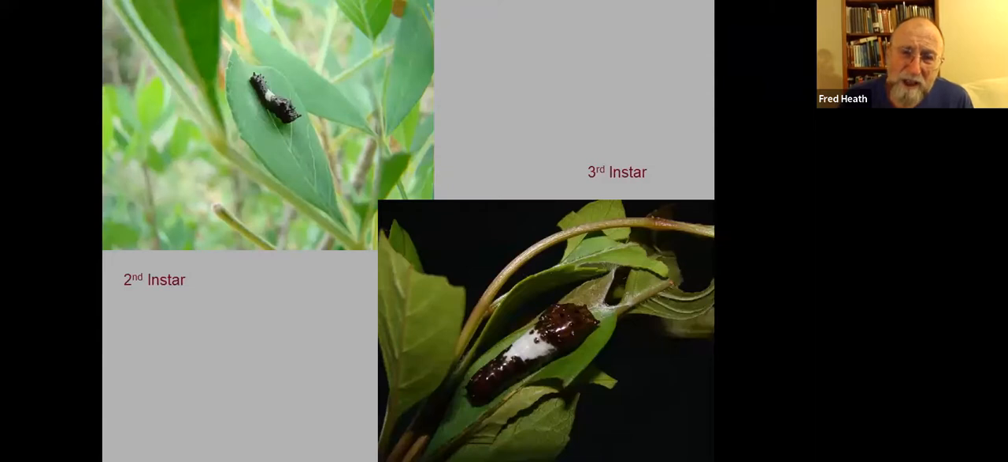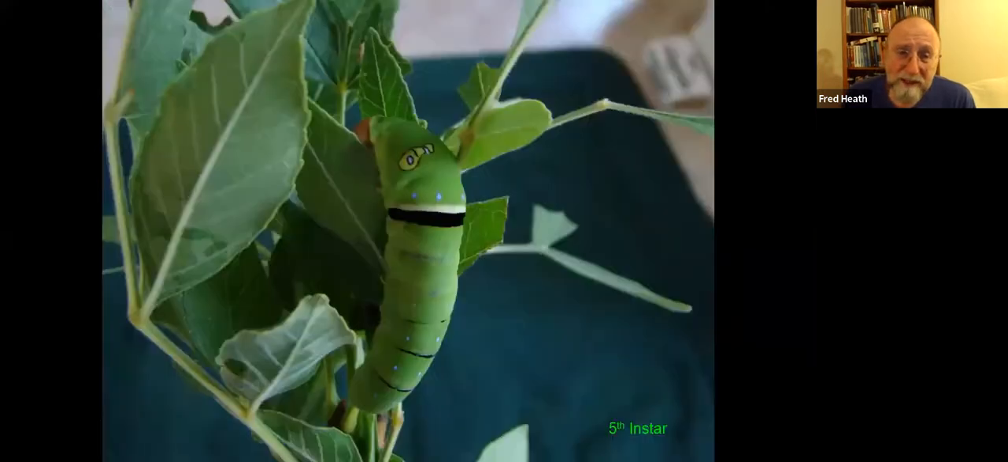And the eggs hatch, and these are second and third instars. That means they've molted once, twice. And you can see both of these instars still look like bird poop. They look really shiny, this one especially, so that they look wet. And the idea, of course, is that a bird is not going to want to eat bird poop, hopefully.